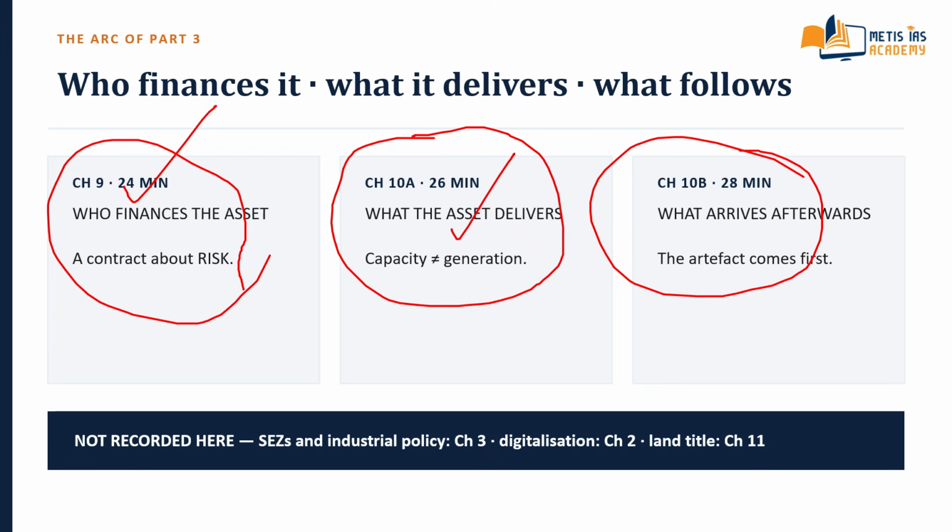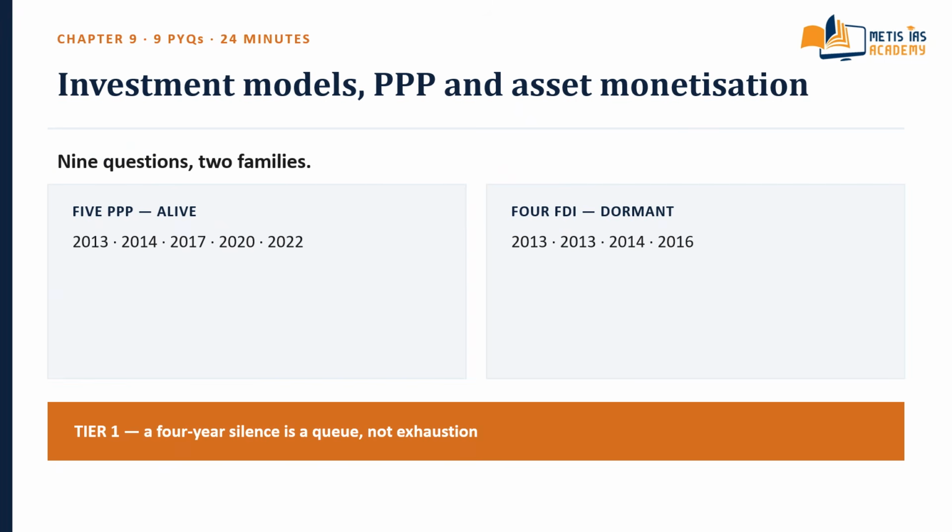So, what is chapter number 9? That is investment models, PPP, and asset monetization. So, what is the pattern here? 9 questions across 13 years. They split into exactly 2 families. What are the families? 5 questions are PPP, alive, and 4 are FDI, dormant.